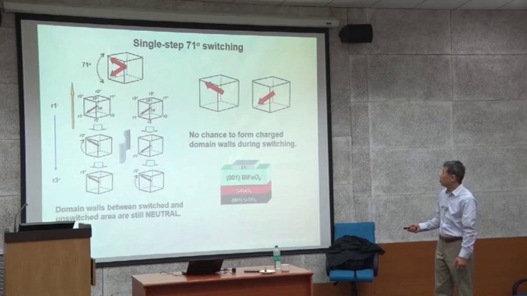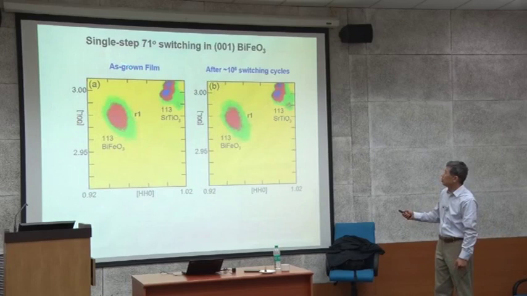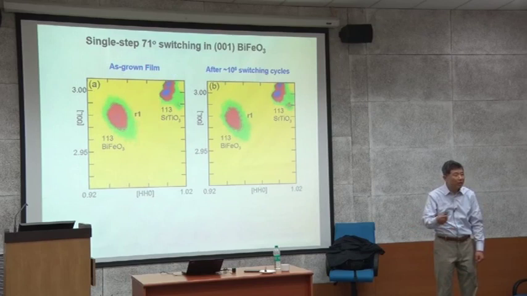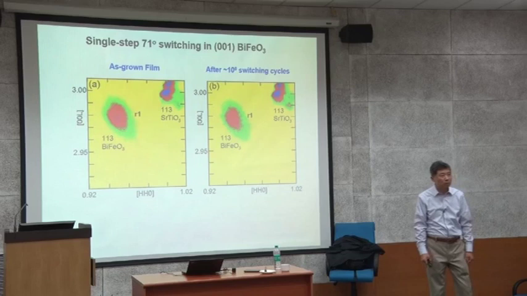So when you do that and switch back and forth, and then as grown film, after 10 to the 6 cycles, like a million cycles, and then this one, no change. Can you see that one? So previously, I showed that number of cycles. You see the additional domain forms?